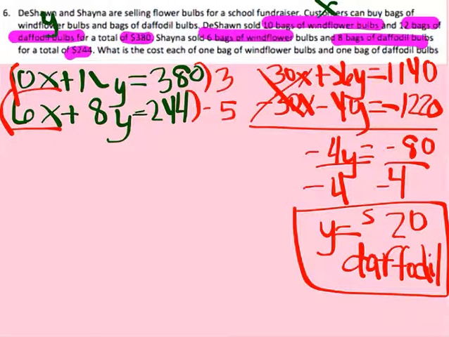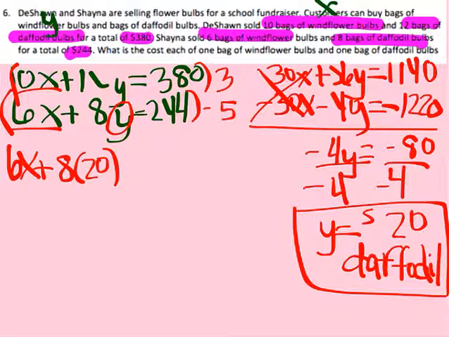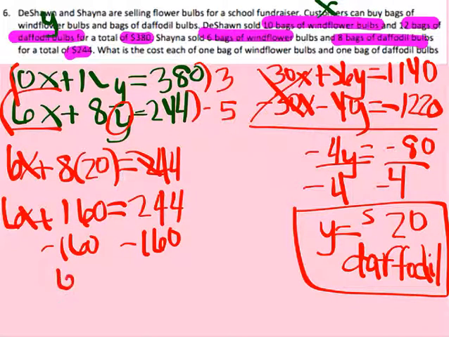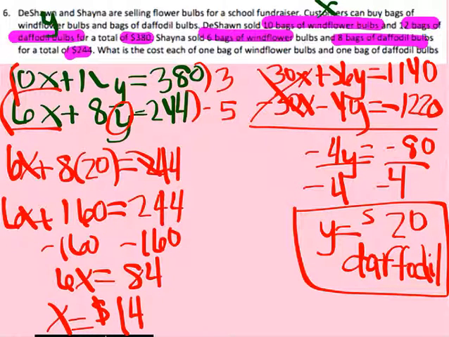So next, let's go ahead and plug that in. Let's plug it in for y right here. You can plug it into either equation, remember. So I'm going to take the y out, and I'm going to put 20 in its place. And that's equal to 244. So 6x plus 8 times 20, which is 160, is equal to 244. Okay, so subtract the 160 over to the other side, and I get that 6x is equal to 84. So I'm going to divide both sides by 6, and I get that x is equal to $14 for the windflower.